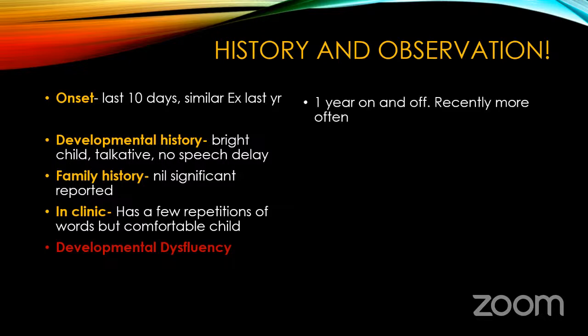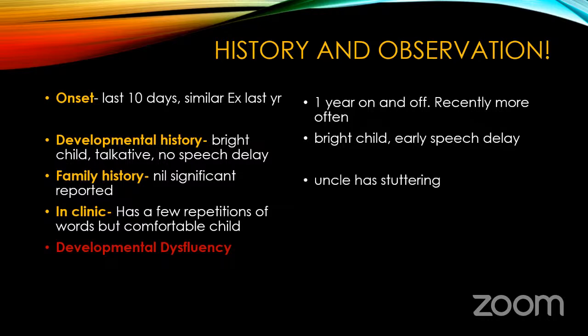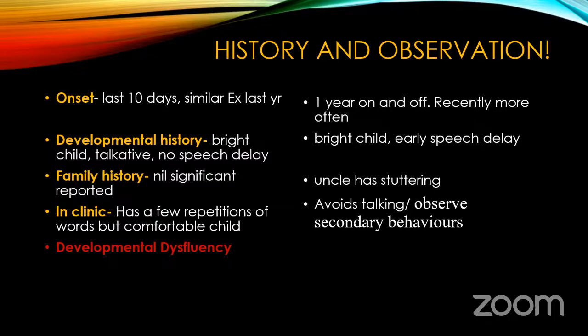However, if the history in this 4-year-old child was that it's been ongoing for 1 year on and off, and recently it has got a little bit worse, and the child is a bright child but had some early speech delay, there might be a family history of stuttering. And when you observe the child in the clinic, the child avoids talking, and you see a lot of secondary behaviors where the child is avoiding eye contact and trying to get the words out of the mouth. Those kinds of secondary behaviors are seen. That's when you're going to be worried about stuttering.